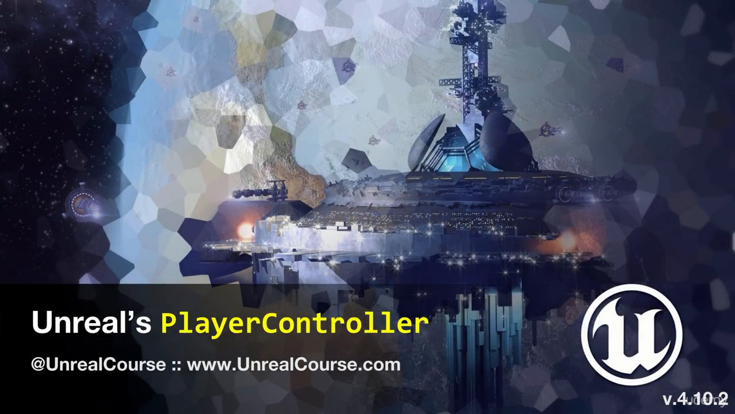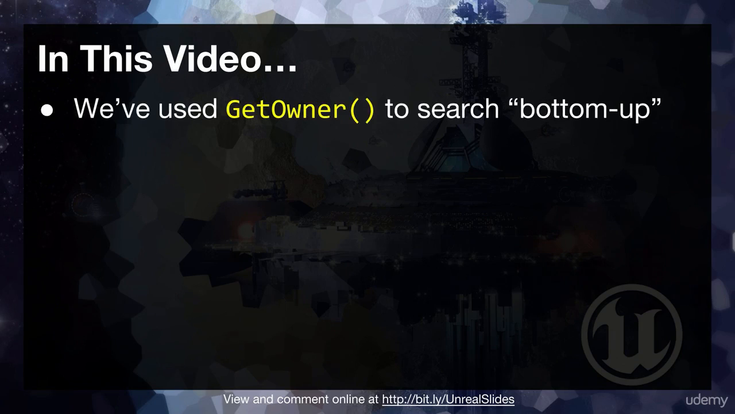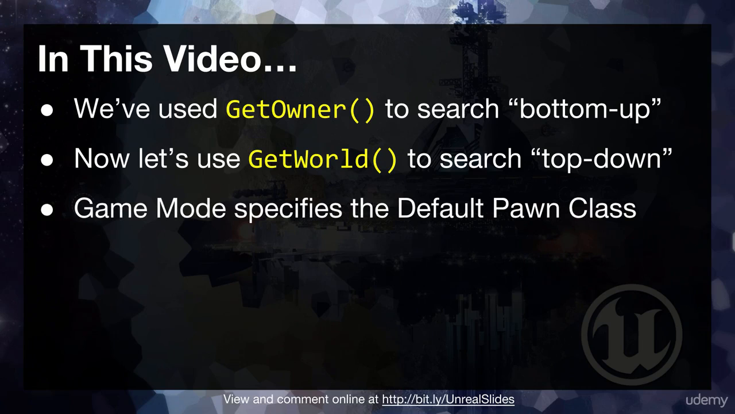So it's time to start talking about Unreal's Player Controller. In this video, we'll talk about the fact we've used getOwner to search bottom up. Basically, we've gone from a component to the door, for example. The open door has gone up and looked above it and said, well, I'm part of a door. Now let's use getWorld to search top down. Let's start at the game world and go down to what we need.